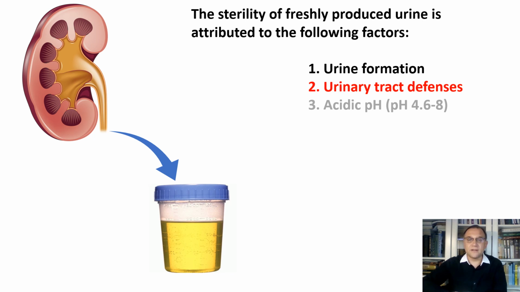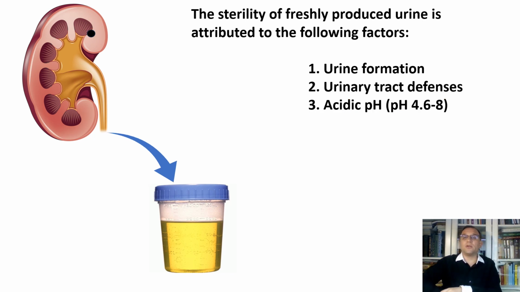Urinary tract defenses. The urinary tract has several defense mechanisms that help prevent bacterial colonization and infection. This includes the flow of urine, which helps to flush out potential microorganisms that have entered the urethra, and the presence of mucus and antibacterial substances that can inhibit the growth of bacteria. Acidic pH. Urine is naturally slightly acidic, typically ranging between 4.6 and 8, with an average pH of around 6. The acidic nature of urine helps to create an unfavorable environment for many microorganisms to survive and multiply.